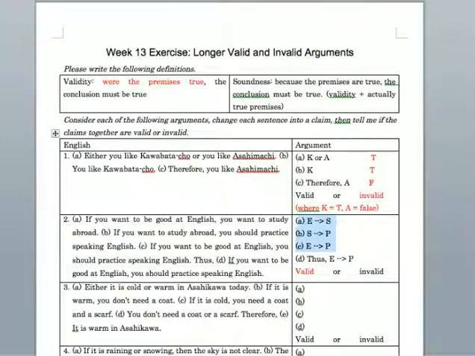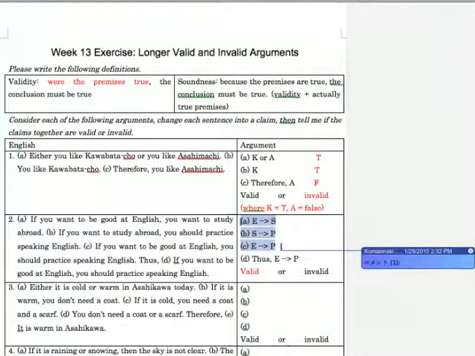One way is that these first three premises look like what we call hypothetical syllogism. So then E implies S, S implies P, therefore E implies P.